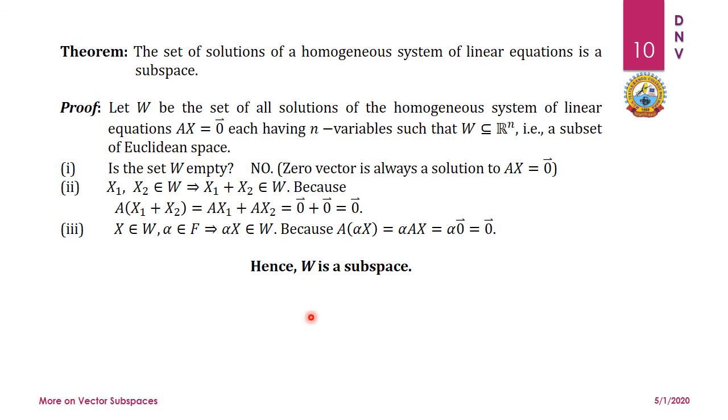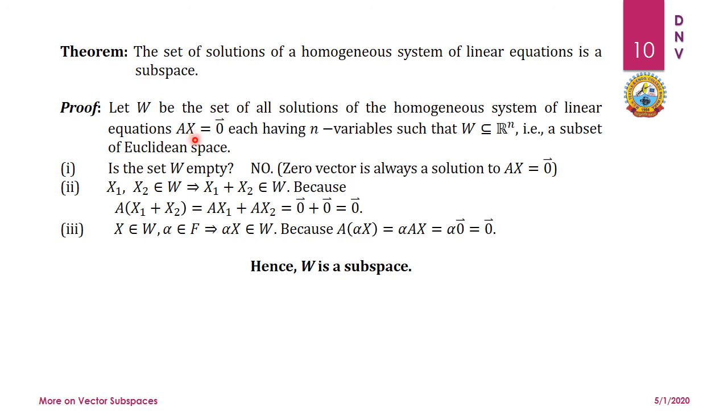So hence we can say that W, the set of solutions of a homogeneous system of linear equations, is again a subspace. And subspace of what? Subspace of this Euclidean space R^n. Why R^n? Because we have considered n variables or n unknowns for the set of equations contained in this vector x.